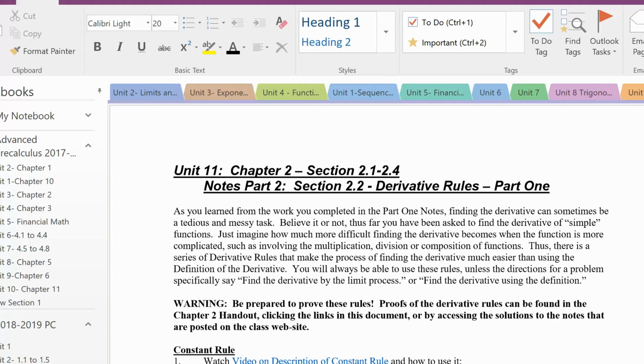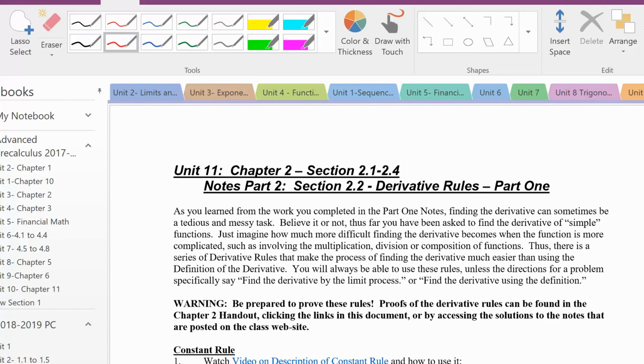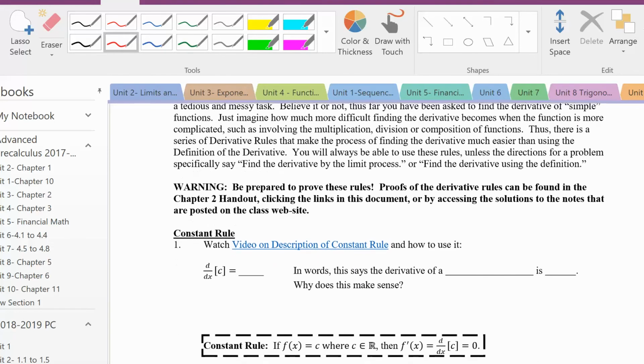Now we're going to start talking about derivative rules. Last time we talked about the derivative and how it is the slope. You learned that you had to take the limit, so it could be a little tedious and messy, and we had a lot of steps. And believe it or not, you've been asked to find the derivative of simple functions. Just imagine how difficult finding the derivative becomes when the function is more complicated. But we have rules for that, and so we'll talk about the different rules here.